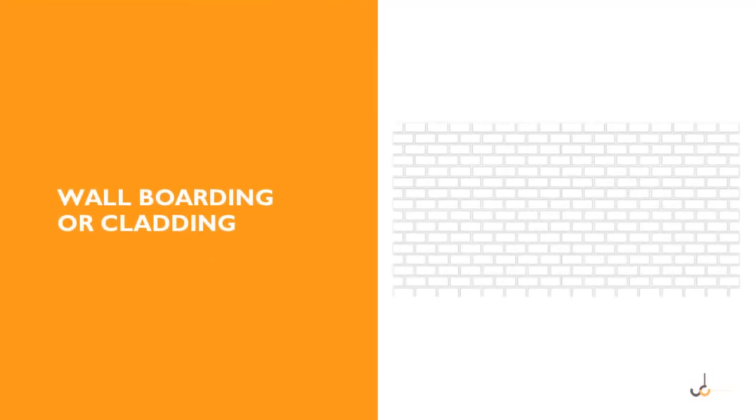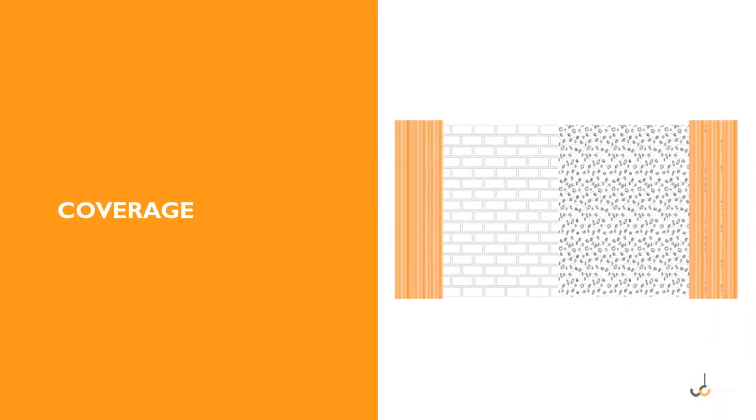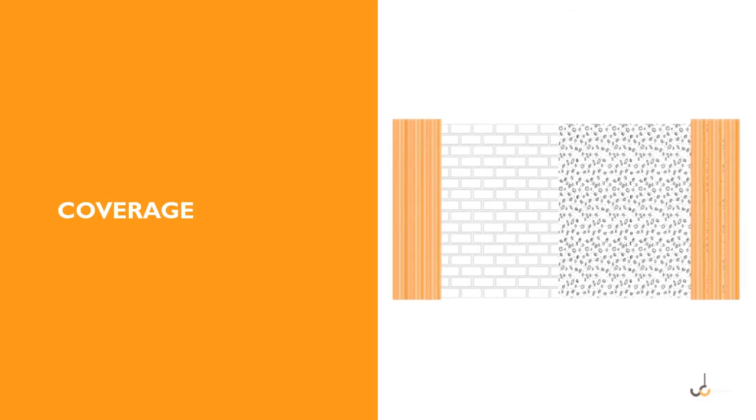So timber boarding and cladding can be used on walls, for floorboarding. Timber is the perfect material and can make an ideal finish for a number of applications. Let's look at the coverage options.